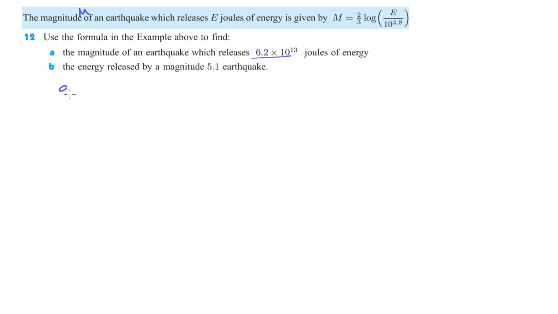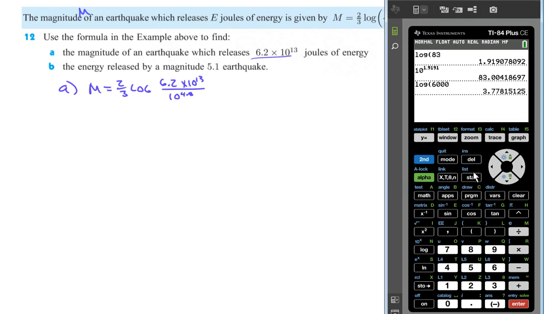So for A, we're simply going to do M equals 2/3 log of 6.2 times 10 to the 13th all over 10 to the 4.8. So we got to calculate that out. Looks a little ridiculous, but that's okay. We can figure that out. So we're going to do 2 divided by 3, and then we'll do log. Now this is where it might get a little tricky. I'm going to do another set of double parentheses here.